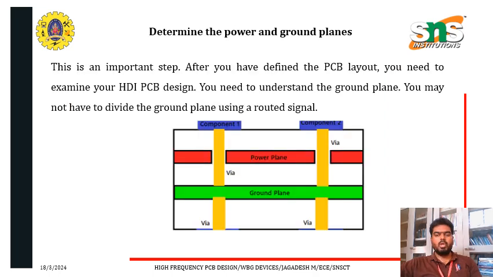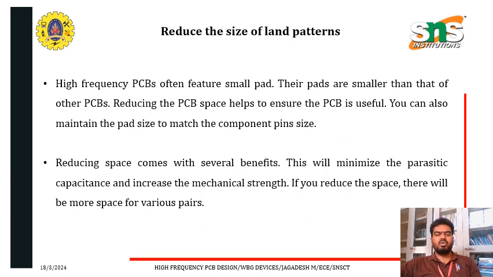After you have defined the PCB layout, you need to examine your HDI PCB design. You need to understand the ground plane. You may not have to divide the ground plane using a routed signal. High frequency PCBs often feature small pads, smaller than those of other PCBs. Reducing the pad size helps ensure the PCB is useful. You can also maintain the pad size to match the component pin size. Reducing the space comes with several benefits. This will minimize the parasitic capacitance and increase the mechanical strength. If you reduce the space, there will be more space for various pairs.